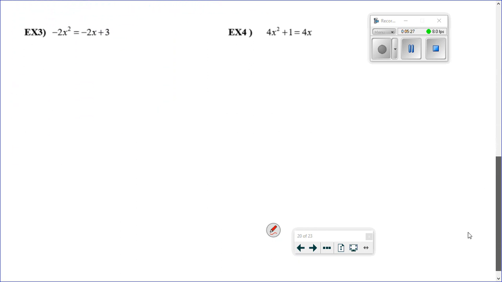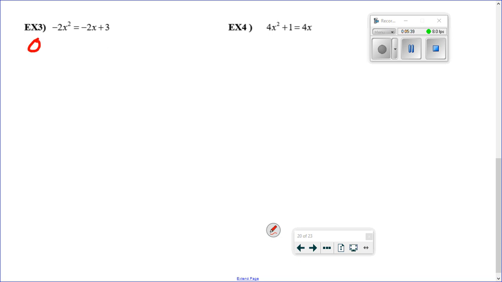So looking at example 3, you should notice first that it's not equal to 0. So that's our first step, making it equal to 0. If I move that negative 2x squared over, you have a positive 2x squared minus 2x plus 3. So think about first, my A is 2, B is negative 2, and our C is 3.